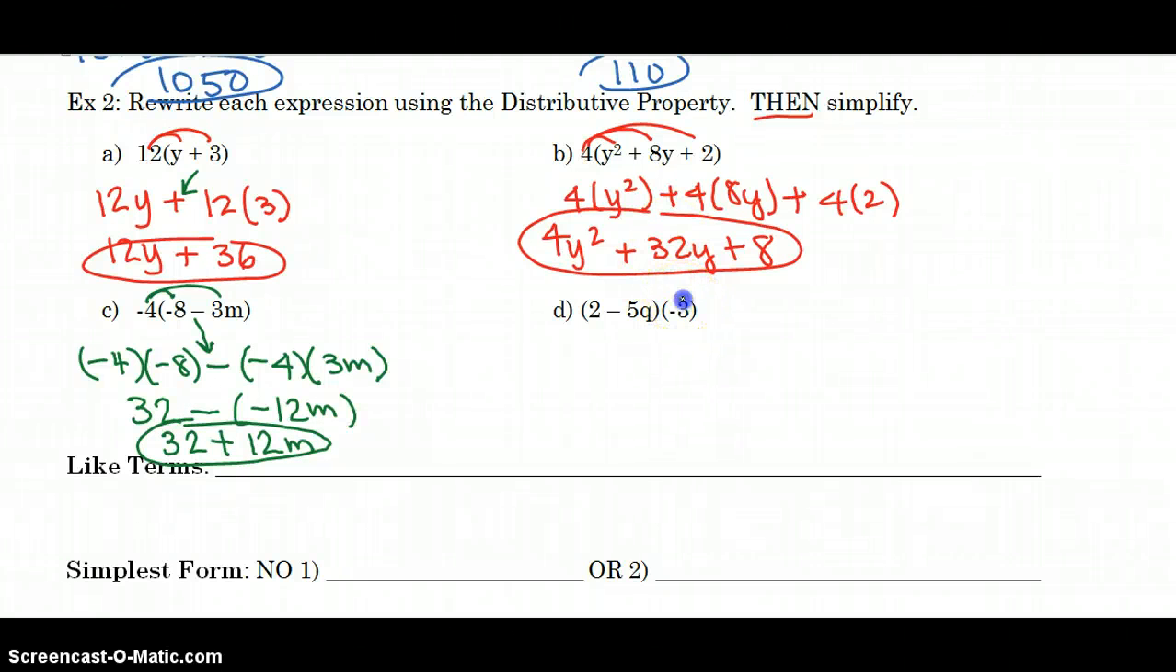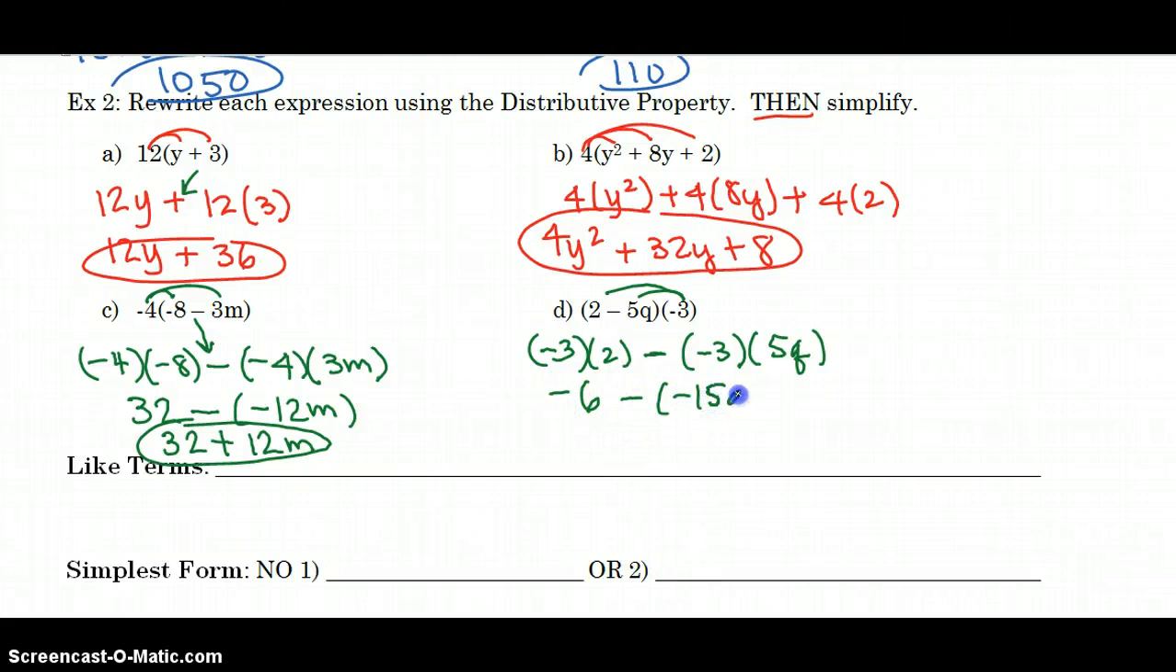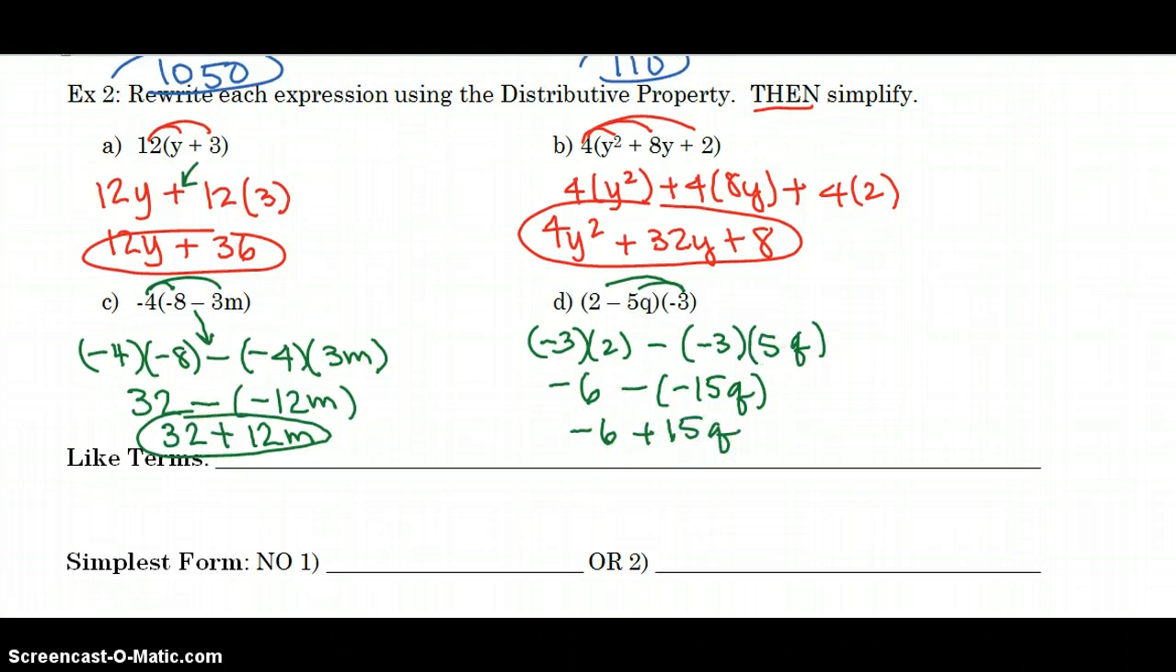Coming from behind, negative 3 is now being distributed. Negative 3 times 2 minus, again, just copying that sign. What am I distributing? Negative 3 times what? Now it's times 5 cubed, and my negative sign came from the operation in the parentheses. I get negative 6 minus negative 15q, and minus a negative becomes plus 50. And that is our final answer.